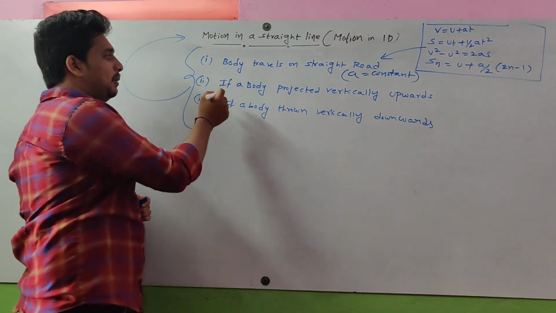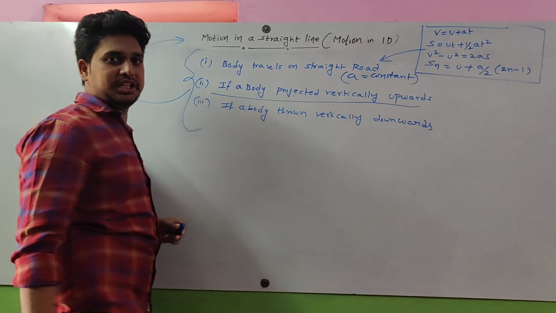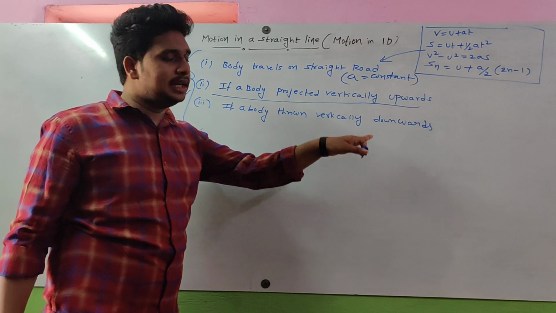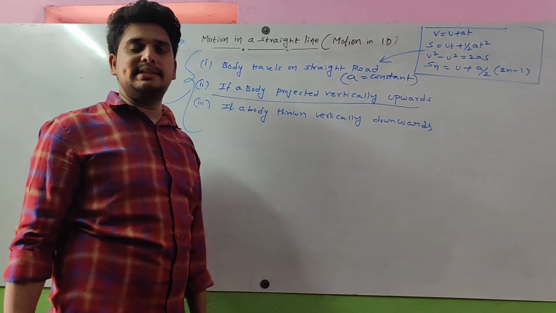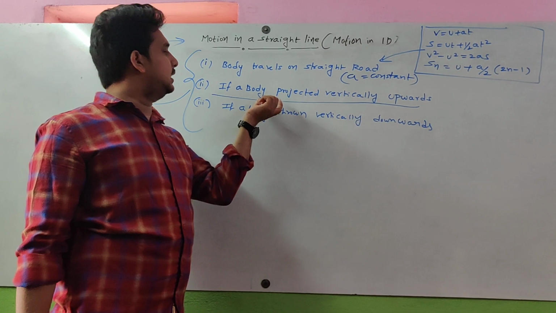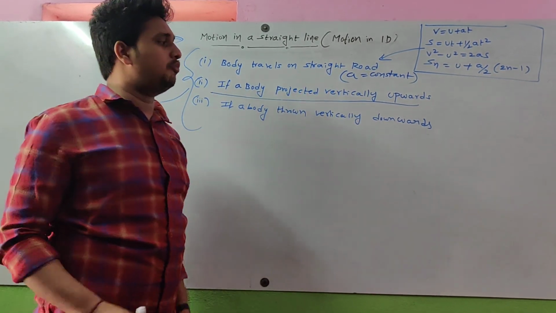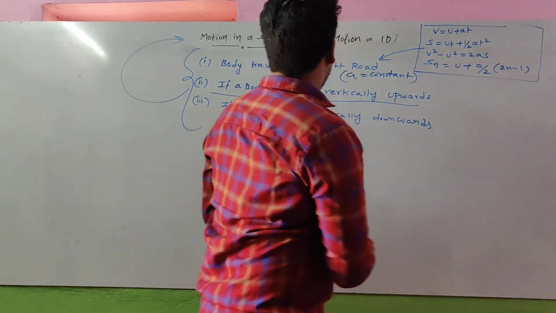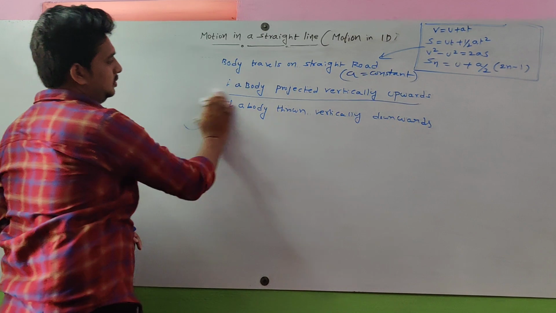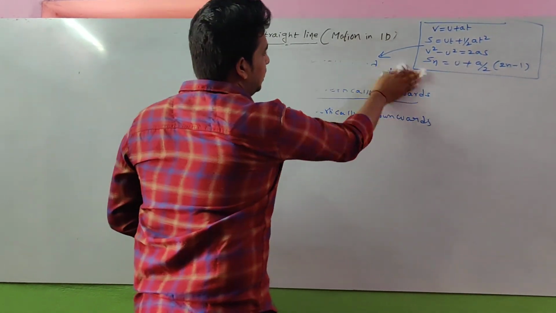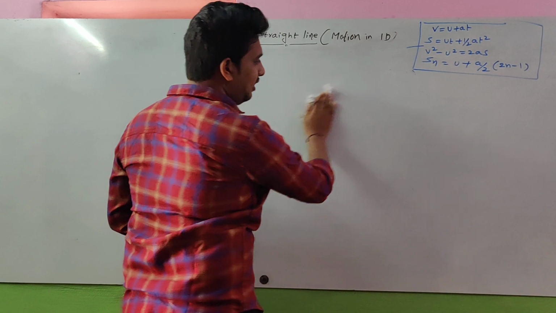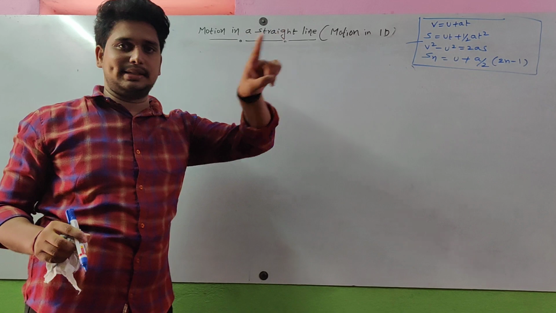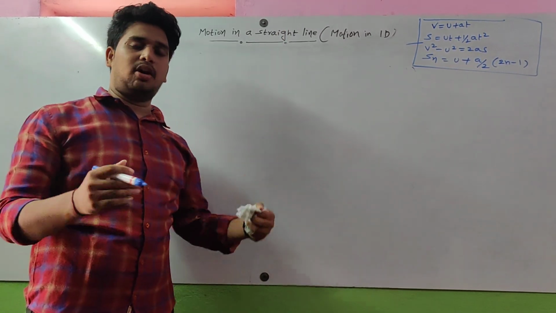First I discuss a body projected vertically upward direction. After completing this, I'll discuss a body thrown vertically downwards. These two topics we discuss. First I'm taking if a body is projected vertically upward. One more thing, the most important point: if your body moves in uniform accelerated motion, then only these four equations are valid. That thing you all know.